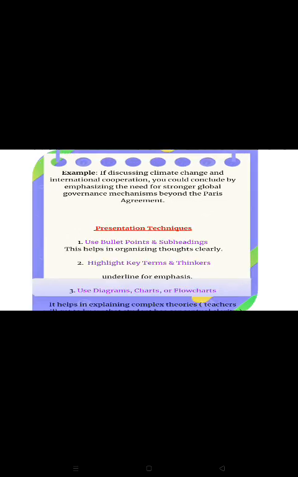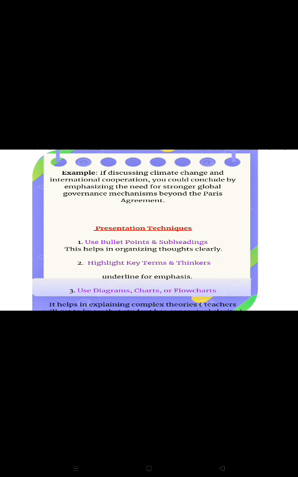For example, if the question is about discussing climate change and international cooperation, here you could conclude by emphasizing the need for strong global governance, and beyond it, how an individual can play their role, and a few kinds of suggestions also. So this is the whole structure of answer writing presentation in the exam.